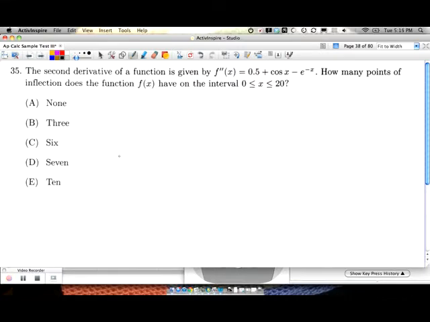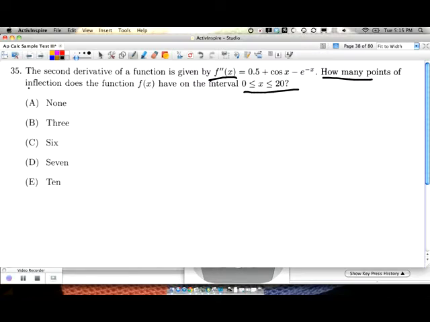Number 35, the second derivative of a function. Let's get something a little more straightforward here. Second derivative of a function is this. How many points of inflection does f have on the interval 0 to 20? This is interesting because it's asking a very straightforward question. All you have to do is know how to interpret it.